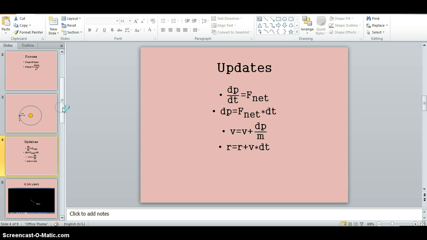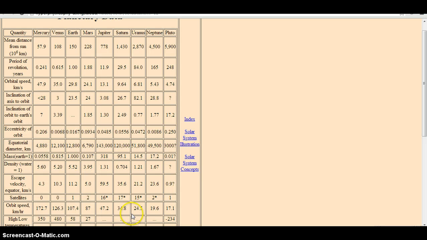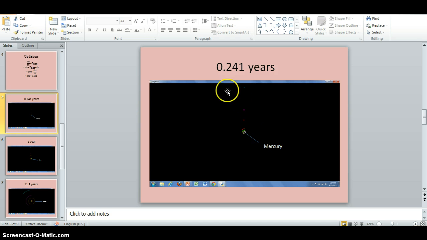Now to see if this is an accurate model, we ran it a specific amount of times and checked if it matched up with what we expected. To do this, we looked at the period of revolution here, and then ran my program in amounts of time equal to what one orbit should be. So for instance, if you run it for 0.241 years, the time it takes Mercury to orbit, we get this one white circle, which is the trail of Mercury making one orbit.